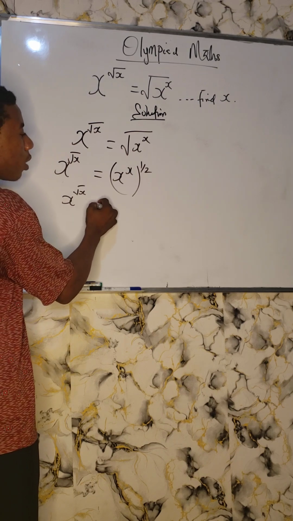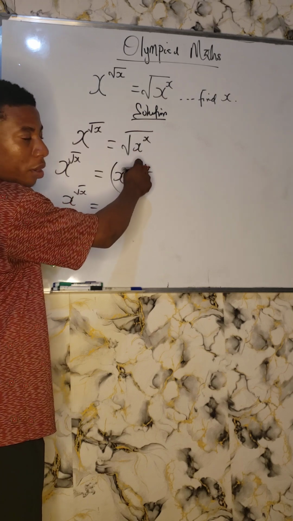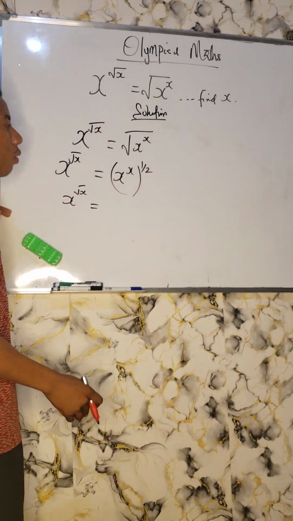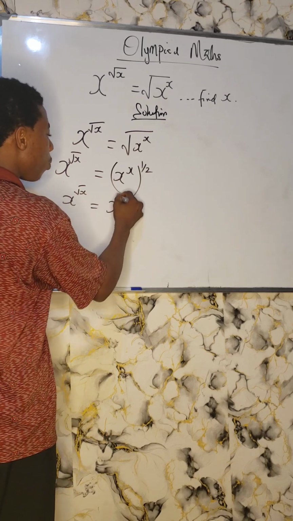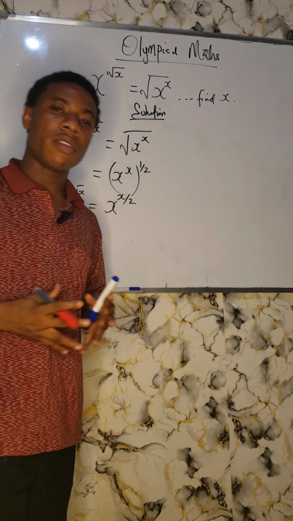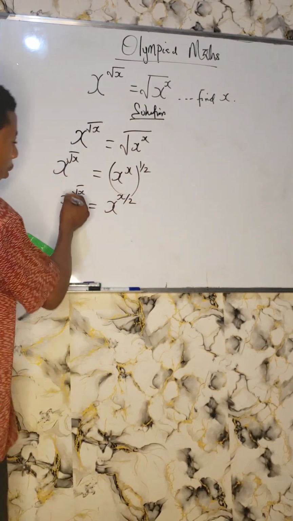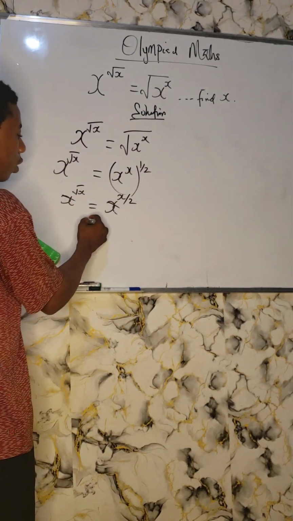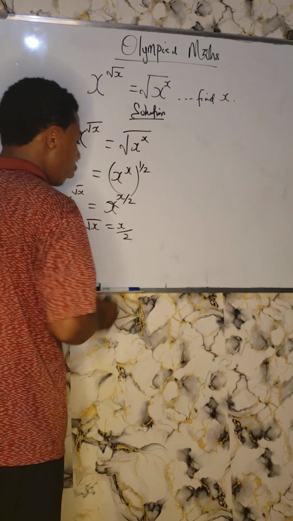square root of x equals, applying the power rule here by multiplying what is inside the parenthesis with what is outside the parenthesis. So this is going to be x times 1 over 2, which gives us x over 2. And one of the laws of indices says that when we have two same bases, we equate the exponents. So from here, we have the two same bases. What we do is equate the exponents, which is square root of x equals x over 2.